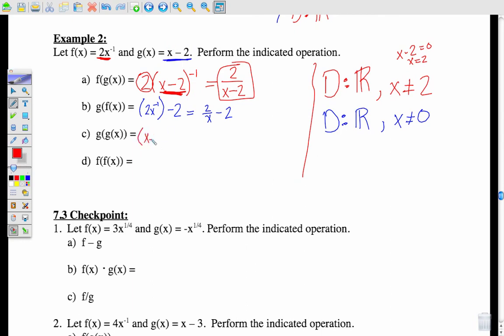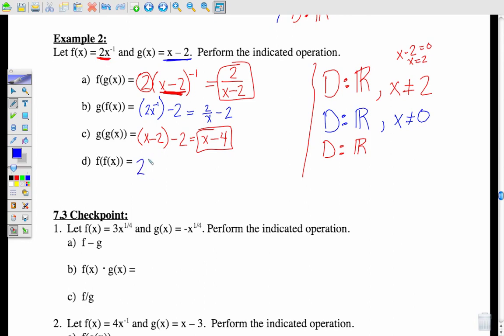Now g of g of x, starting right here. Everywhere I see an x, I'm going to put x minus 2, so I get x minus 2 minus 2. Simplify, you get an x minus 4. The domain here does not break any of my rules, so I'm good. It's all reals.